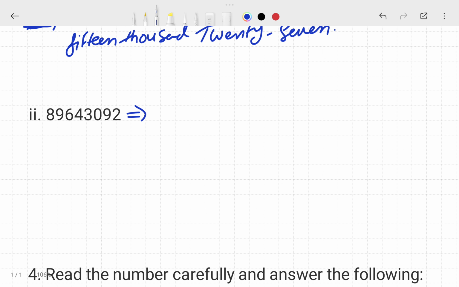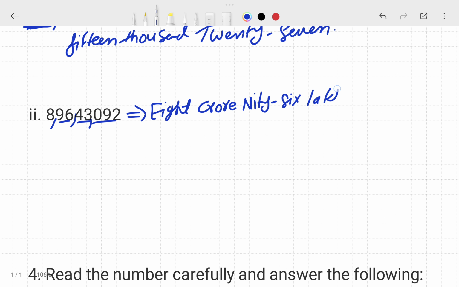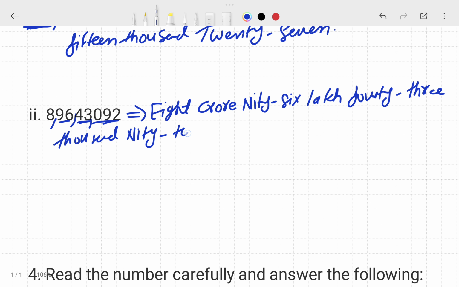We already know about the Indian number system: first 3 digits, then 2 digits, 2 digits. So what is given? It is given 8 crore. Write it like this: 8 crore 96 lakh, after that 43,000, and this is 92. Over.